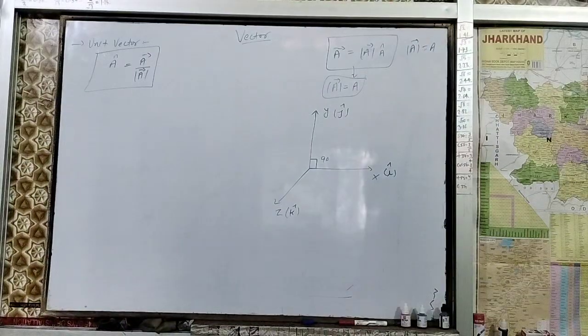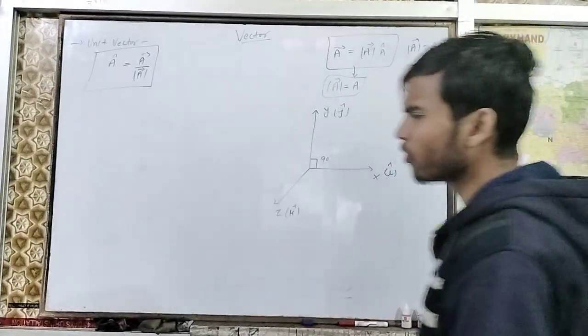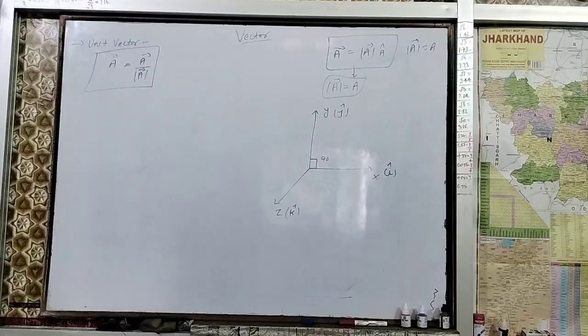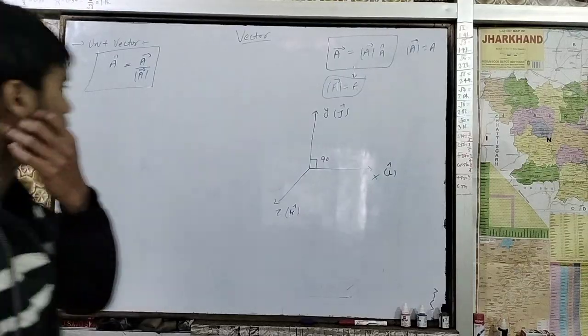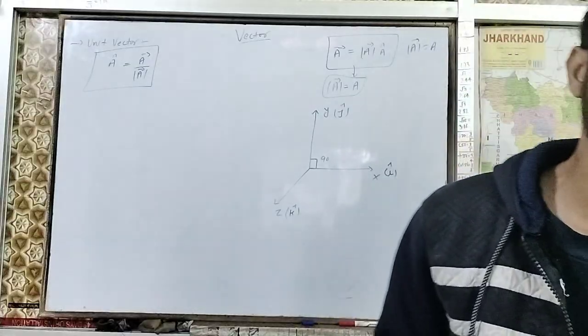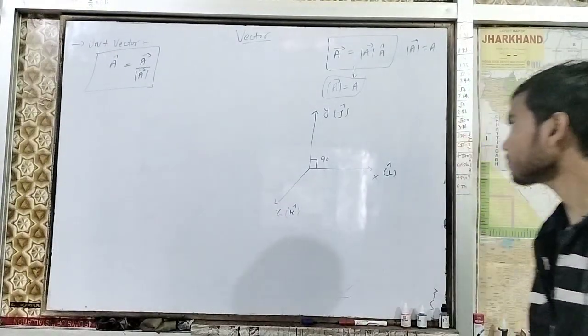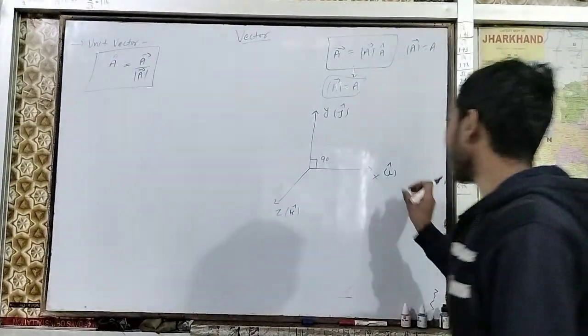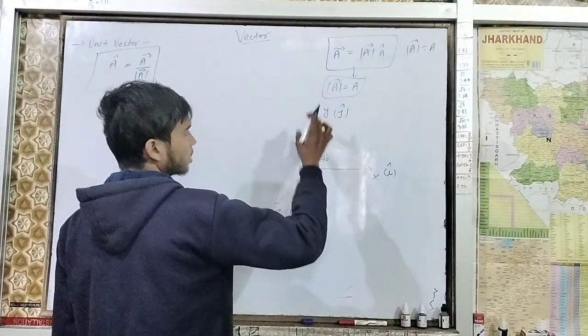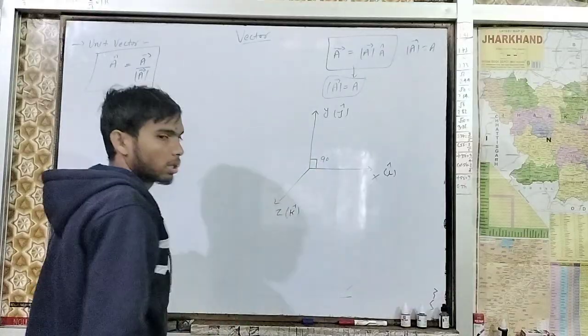Here the object covered 5 i cap. Here you will interact with this number and say yes, 5. It covered 5 from the origin. It covered 5 along i cap, 5 centimeters along i cap. That is how we will interact with any unit vector. So this is i cap, this is j cap, this is k cap.